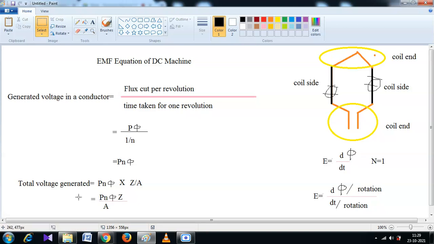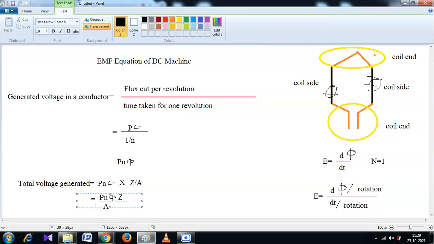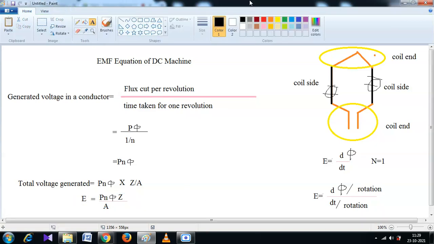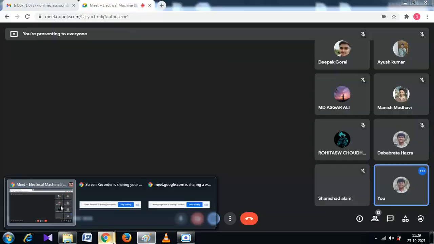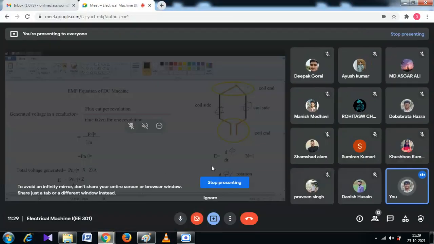Then we can write here E is equal to P n phi Z by A. This is called the EMF equation of generator. Is it clear to you, Deepak?